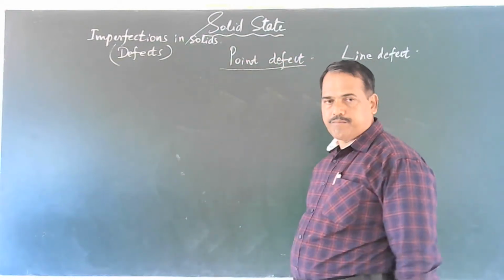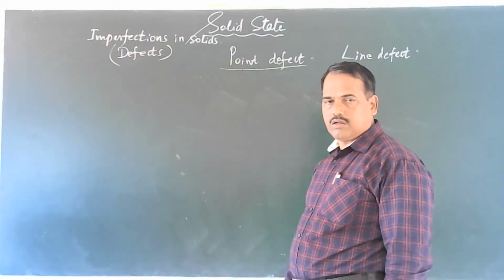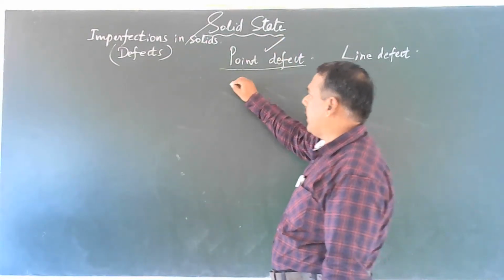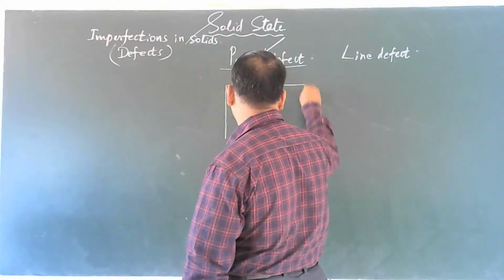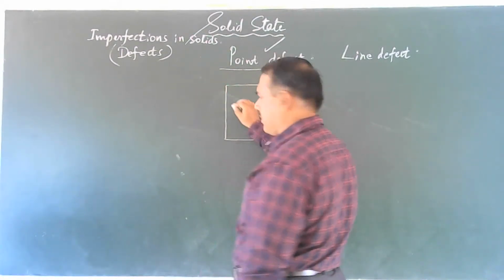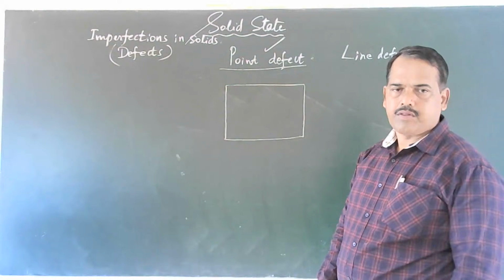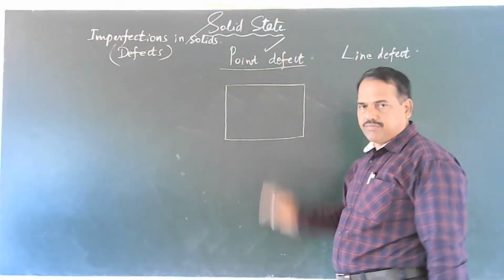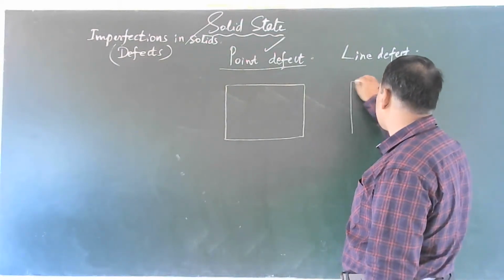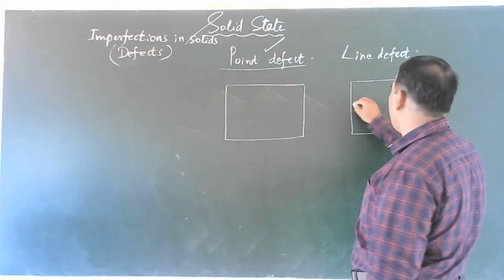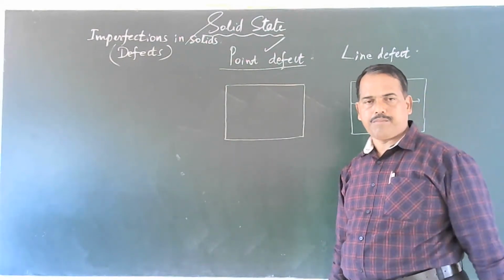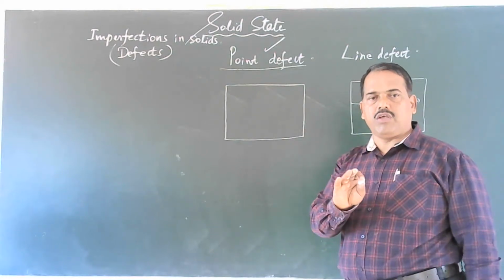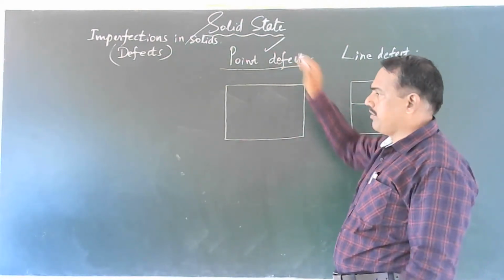So here, point defect. What do you mean by point defect? In the lattice of a solid, certain particles are missing, or extra particles enter. That is called point defect. In a line defect, one particular row is completely missing. That is nothing but a line defect. According to your syllabus, you have to study only the point defect.